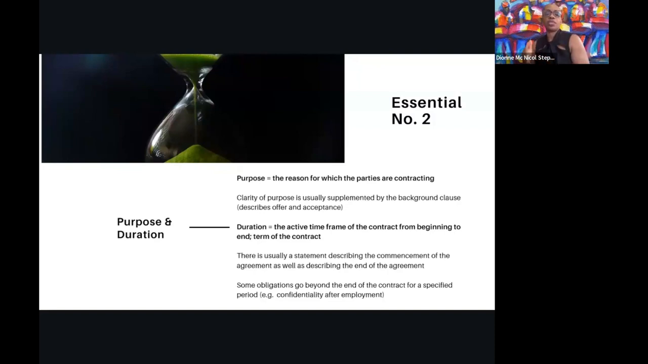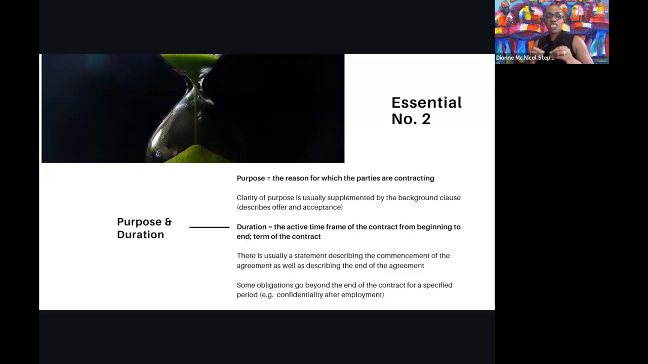The duration now speaks to the active time frame of the contract from the beginning to the end. This is also called the term of the contract, right? Now, sometimes you would hear in contract language the same word meaning different things. So term of contract can mean the duration, and a term of a contract could also mean a provision or the clause, right? So that's why I said duration, so as not to get us too caught up, because sometimes we see terms and conditions, that means the clauses that are in the contract as well.